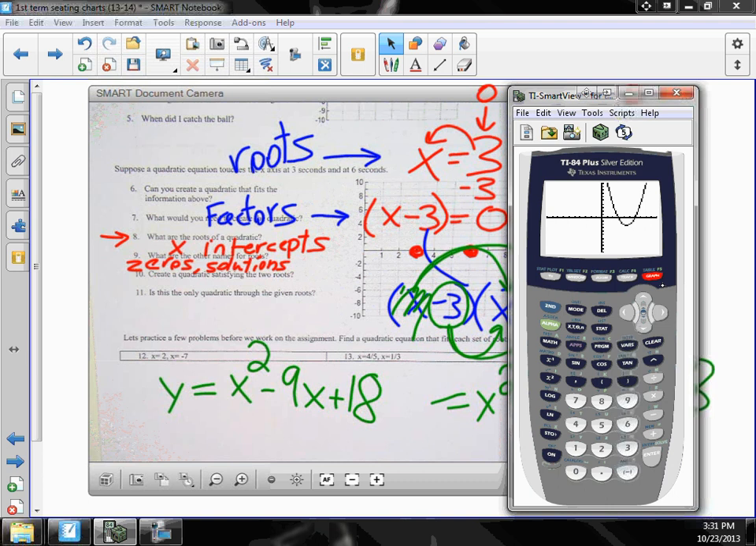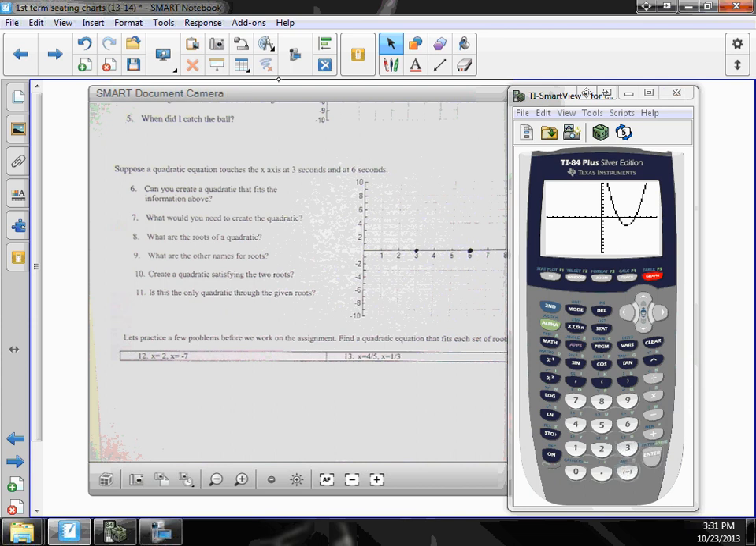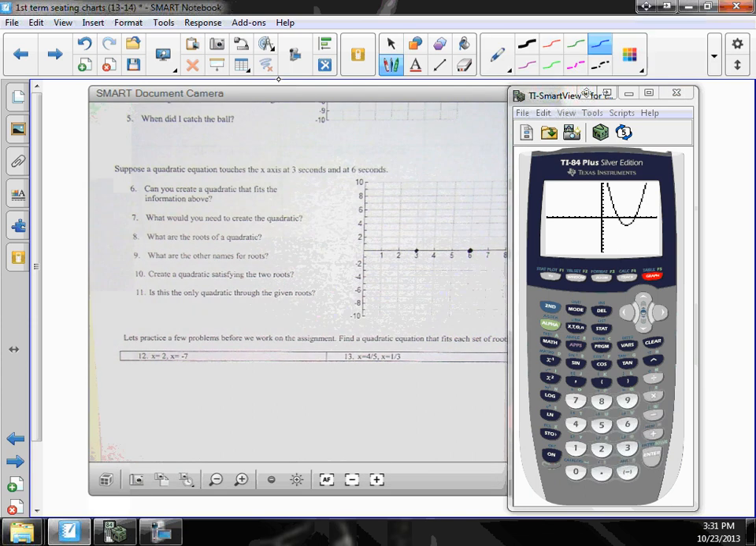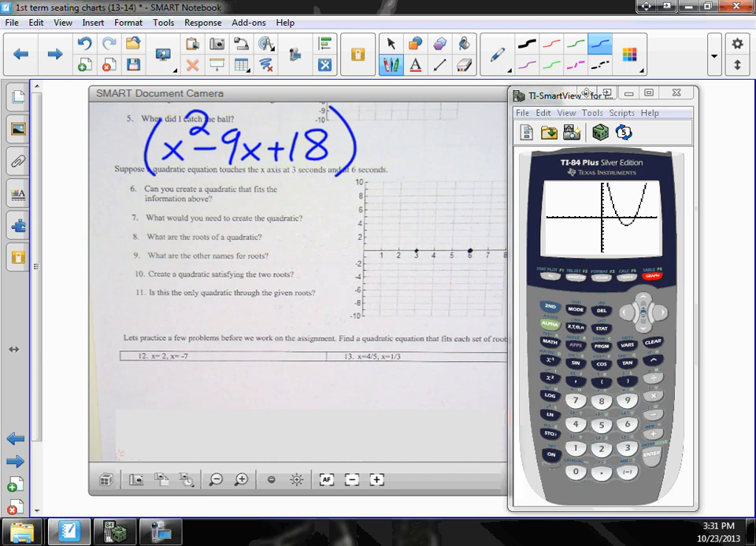So number 11 says, is this the only quadratic that has the given roots? And the answer is no. There are an infinite number. But the nice thing is, every other quadratic that hits these roots can be created using the quadratic we just made. So if I take x squared minus 9x plus 18, if I multiply the whole thing by 2, then I will create a quadratic that is twice as skinny as the quadratic that we had before. So you don't need to do this, but just watch. So that would be 2x squared minus 18x plus 36.